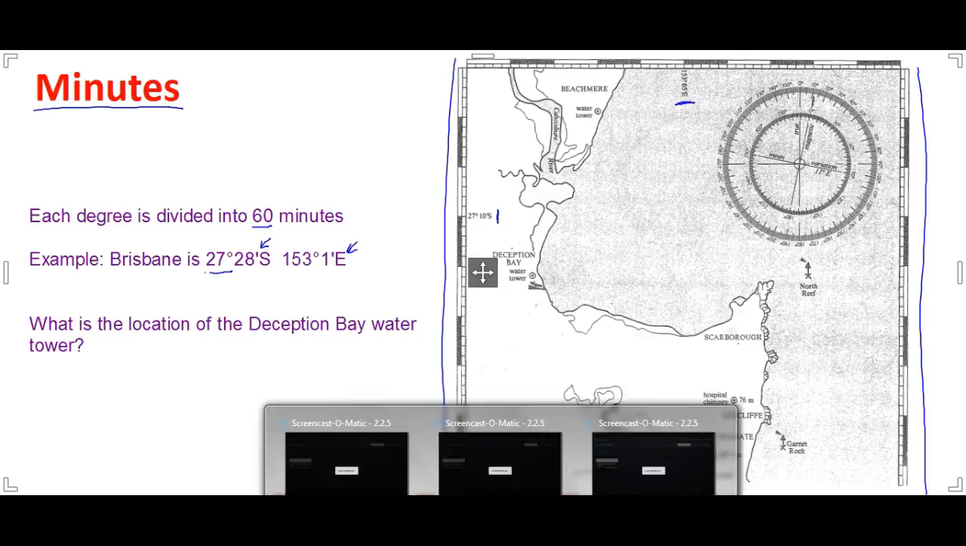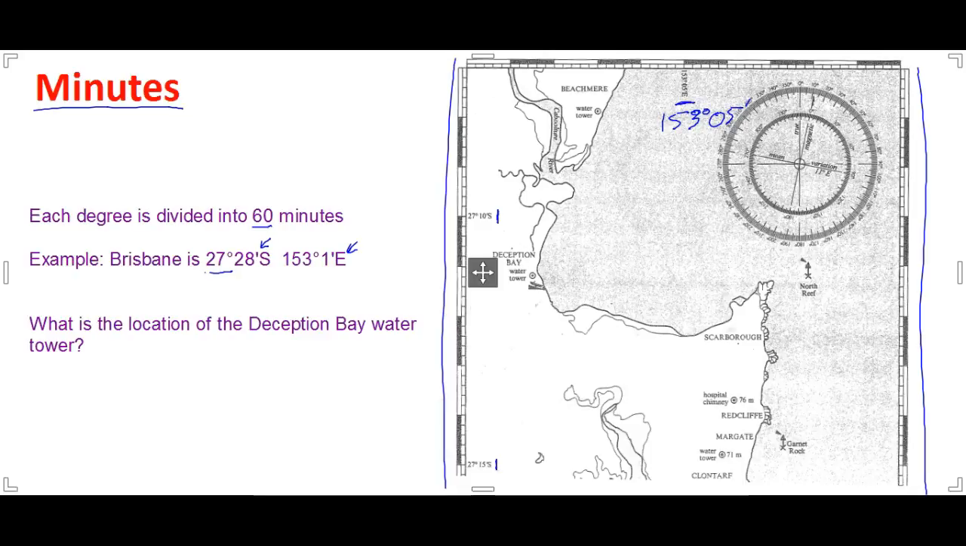So up the top here we have 153 degrees and 5 minutes. Okay? And on the side here we have 27 degrees 10 minutes south. Okay, that's east. Now, each of these alternating black and white spots is 1 minute. Okay, so this distance is 1 minute.